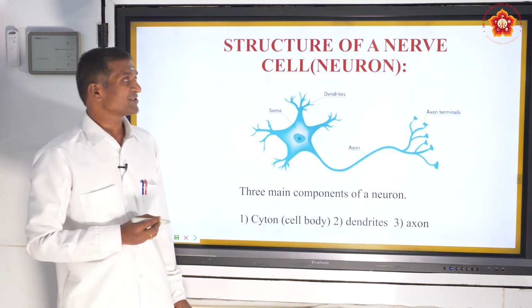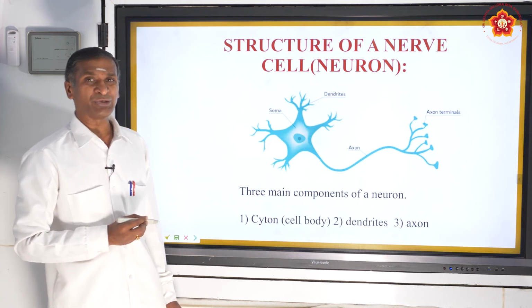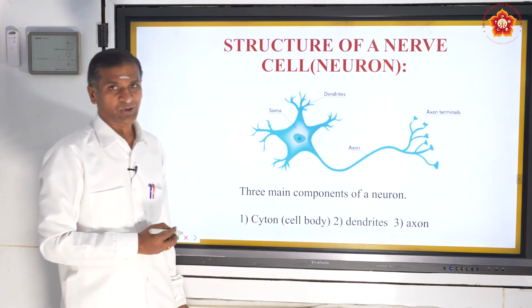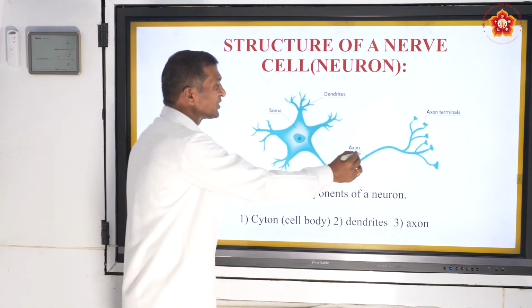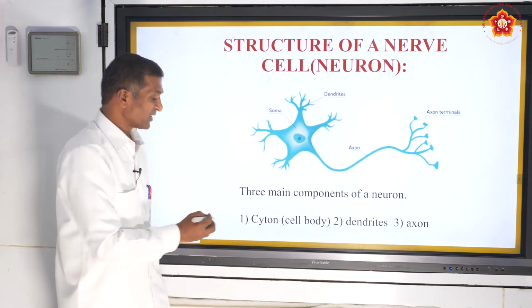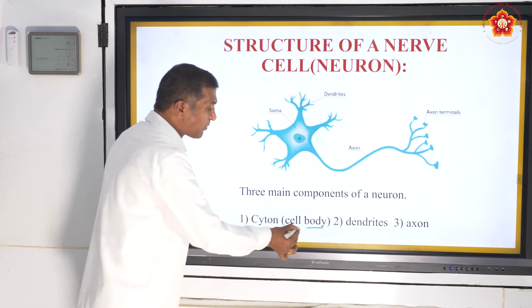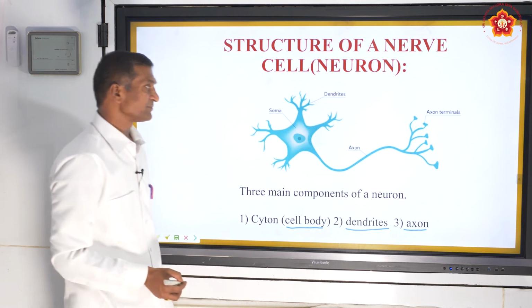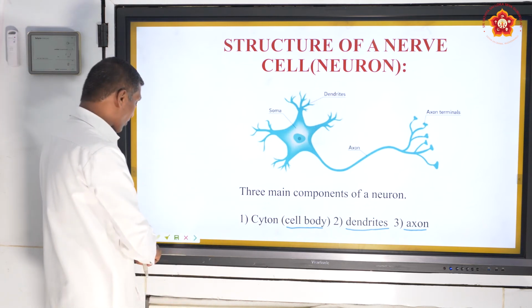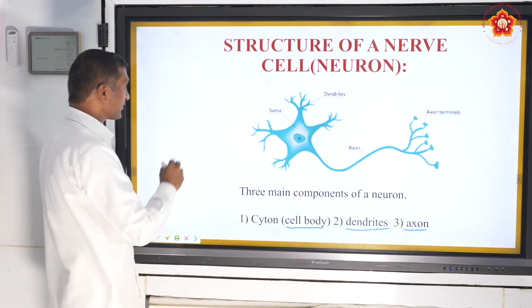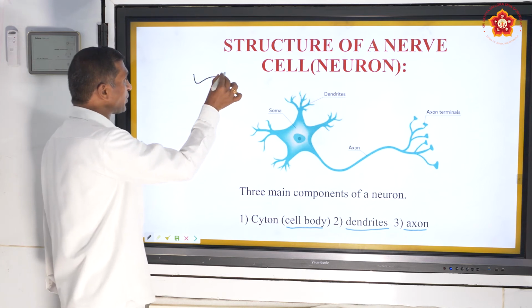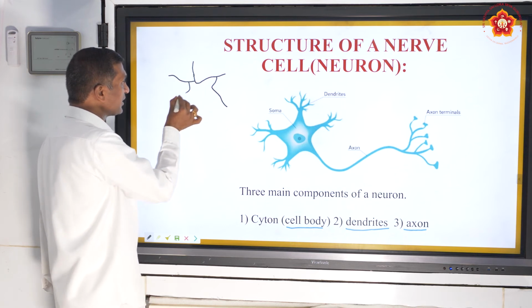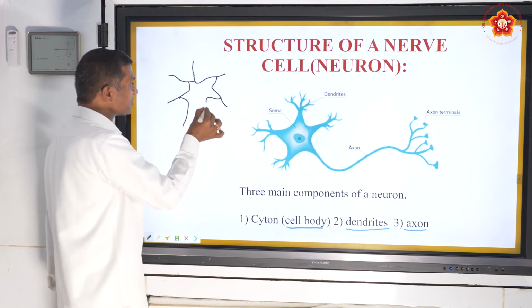Structure of a nerve cell, which is also called a neuron. There are three main components of a neuron. If you observe the structure, you can see the neuron structure: cyton or cell body, dendrites and axon. You can also draw this diagram in a simple way to draw the neuron. You can observe here the diagram which I am drawing. In a simple way you can draw it, it's a 2 mark one.